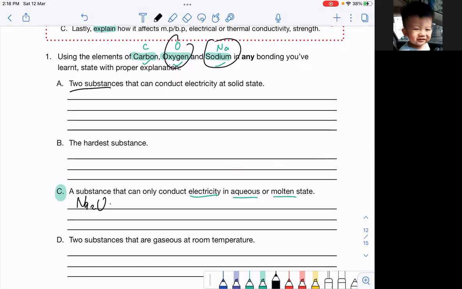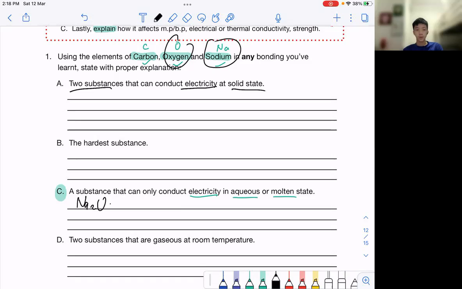Two substances that can conduct electricity in solid state. So what must you be thinking? Or does anybody have an idea already? What's the answer? That's for pure. Pure students, you all know what's good or not. What are the 2 substances? You can only use C, O and Na, so the choices are very limited. One of them is very obvious.